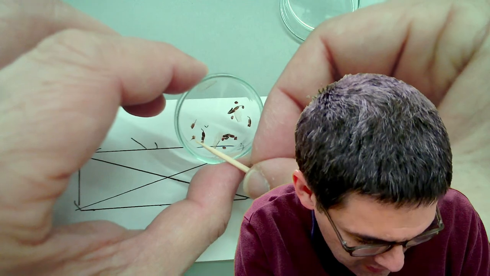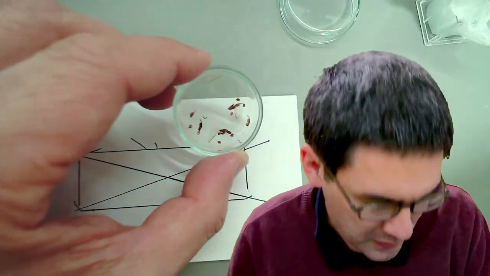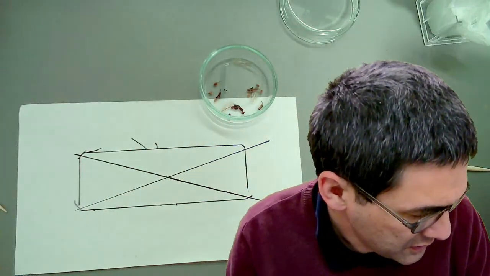Okay, so maybe this is a stinger of a bee, but again, it looks kind of weird because it's supposed to have a little hook, but it didn't. Okay, so let's do this again.